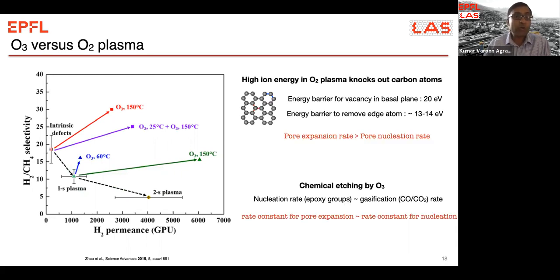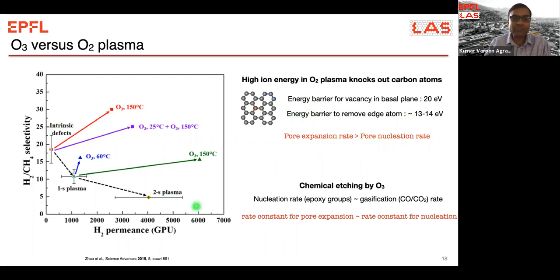And the reason is that although oxygen plasma is sometimes thought of as a chemical method, there are energetic radicals and ions in oxygen plasma which can actually knock out the carbon lattice. As a result, you go into the same area of physical etching, where the pore expansion rate is higher than the pore nucleation rate.